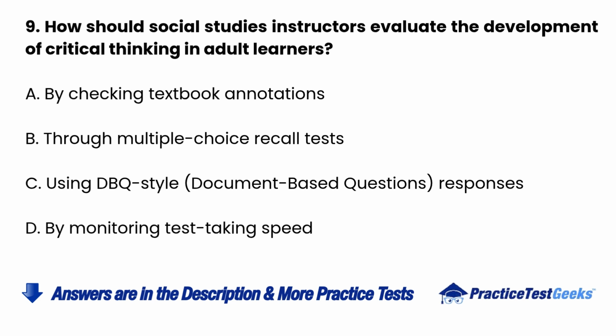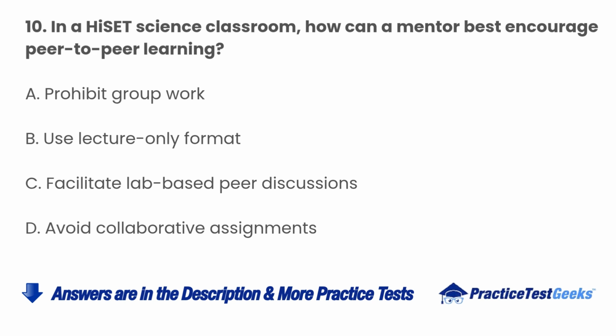9. How should social studies instructors evaluate the development of critical thinking in adult learners? A. By checking textbook annotations. B. Through multiple-choice recall tests. C. Using DBQ-style document-based question responses. D. By monitoring test-taking speed.